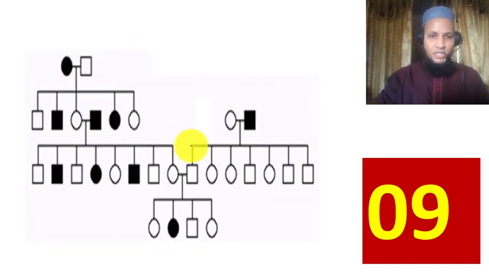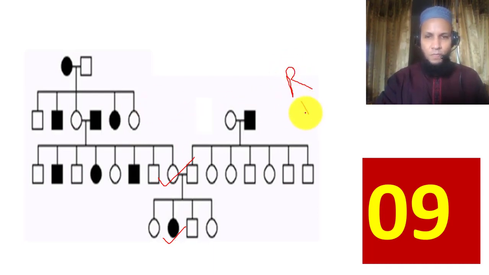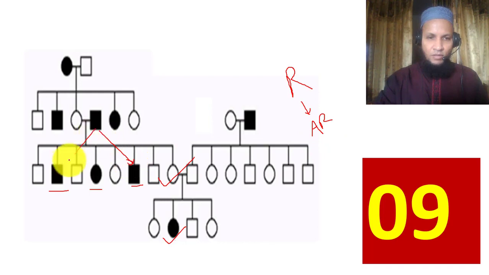Here you can see there is skipping of generation. So this is recessive, and then look for sex biasness as both male and females are affected. This is not X-linked recessive. So this is likely autosomal recessive that can be confirmed by male to male transmission. There is male to male transmission, so autosomal recessive.